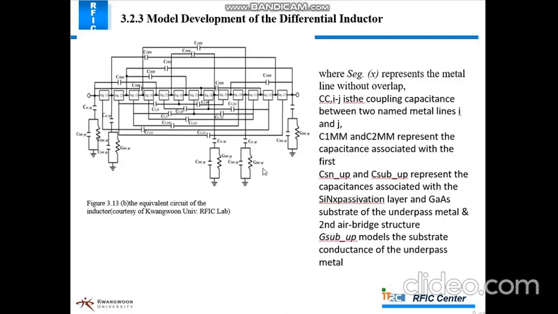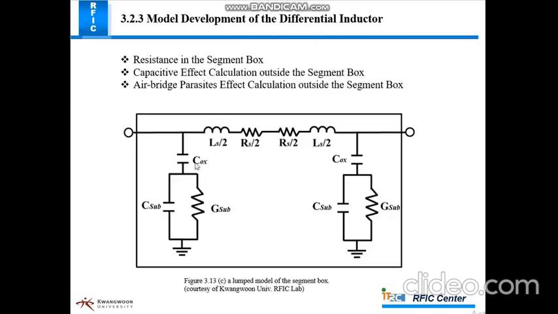Here is the model equivalent circuit of the octagonal differential inductor, and here is the segment box of a differential inductor. The segment has two parts. The upper part is LS half and RS half, and another part is also RS half and LS half. By using this segment we can calculate resistance, capacitive effect and air bridge parasitic effect.